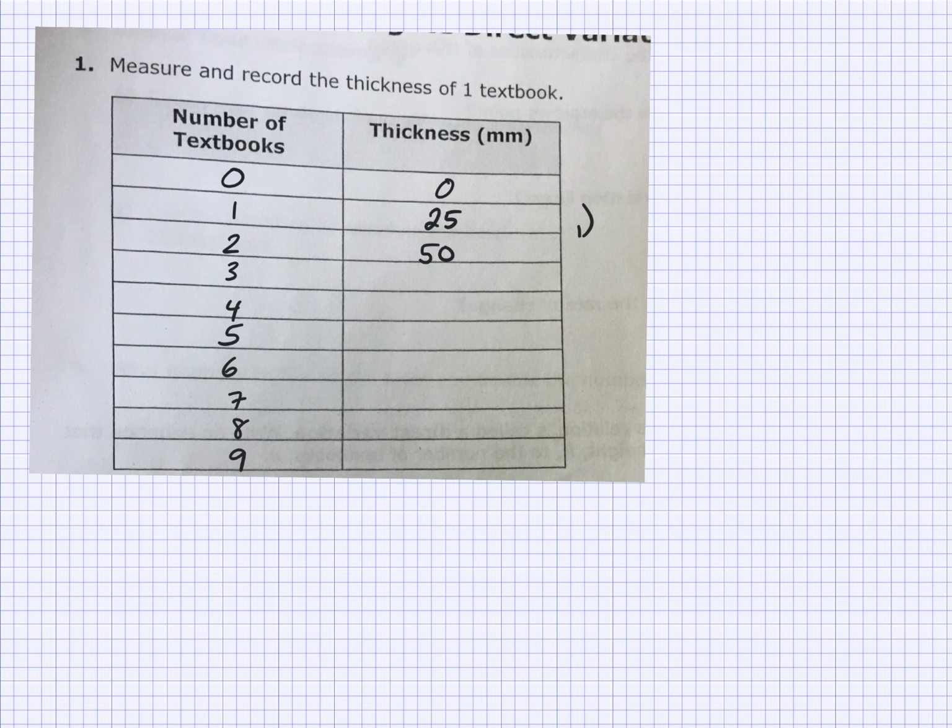What's happening every time you stack a textbook? Adding 25. We're adding 25 millimeters. Does that make sense? Is it increasing by the same amount every single time? Yes. So what is the rate of change? When we graph this, what is this going to increase by every single time? 25 over 1. For every one textbook, it increases by 25 millimeters. Does that make sense? So fill in the rest of the table.